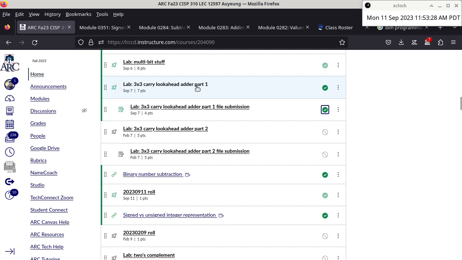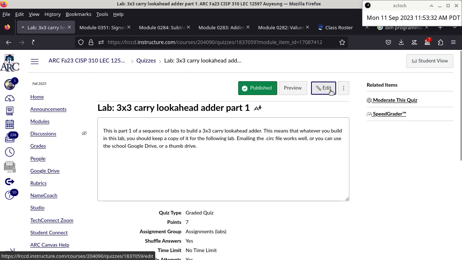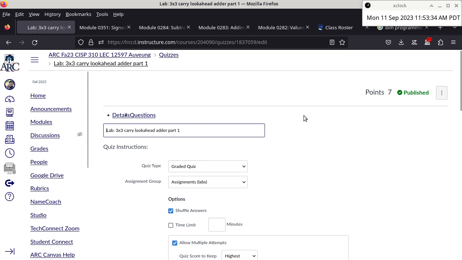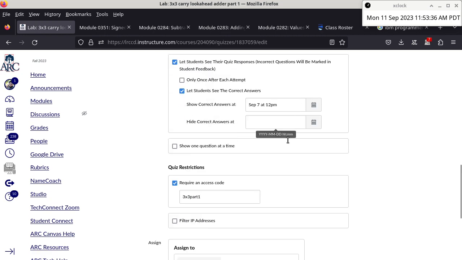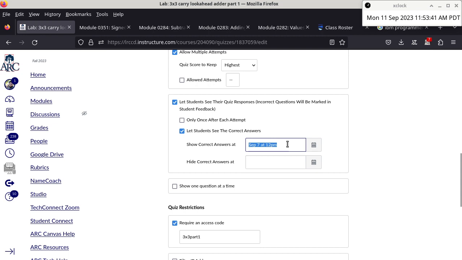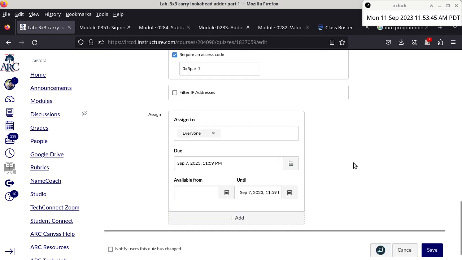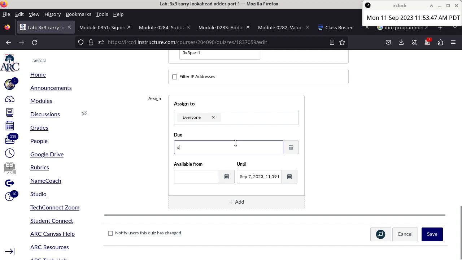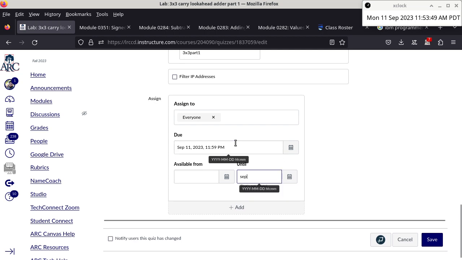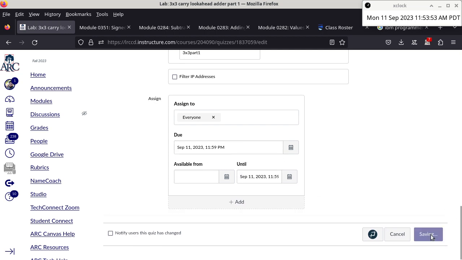Yeah, the 7th has passed already. Today is the 11th. I did that with one of the earlier ones, because I copied this from the other class. Because I made some changes. So there we go.